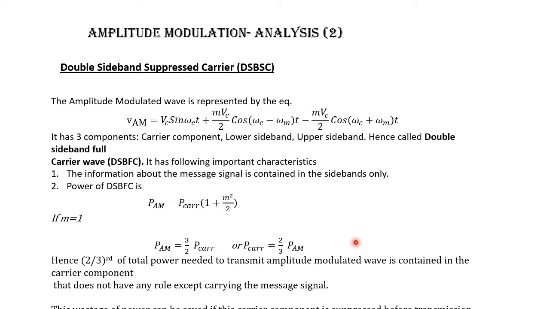So in order to remove this difficulty, or in order to save the power, the version of amplitude modulated wave called double sideband suppressed carrier was developed. The earlier version was double sideband and full carrier, that is DSBFC, in which the full carrier was present. Now, in order to remove the difficulty of wastage of power, another improved version, that is double sideband and suppressed carrier, was developed, which is abbreviated as DSBSC.